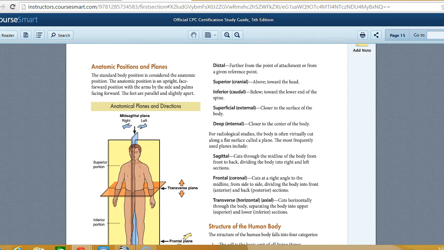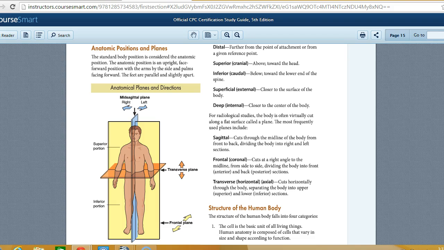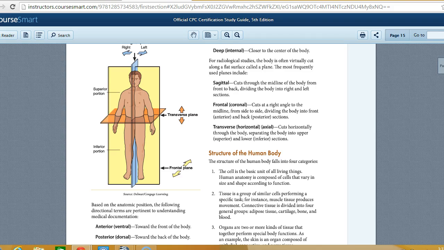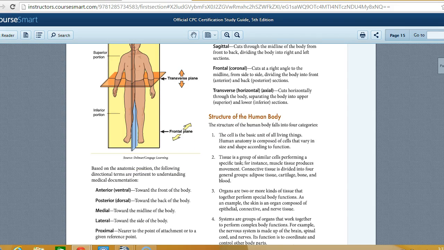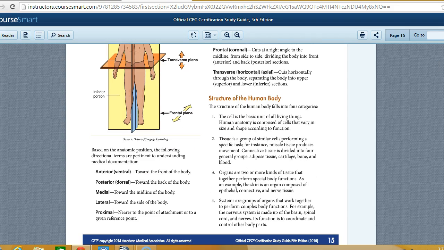Now for your anatomic positions, this is also in the front of your CPT manual. Make sure if you do not have these definitions listed, I would definitely write them in the front of the CPT manual so you will know if you don't remember what distal is, and superior or inferior. Make sure you go through and list down those definitions, because more than likely you're going to see it and you want to be able to understand what it is that they're talking about. So make sure you have the anterior, the posterior, the medial, the lateral, the proximal.